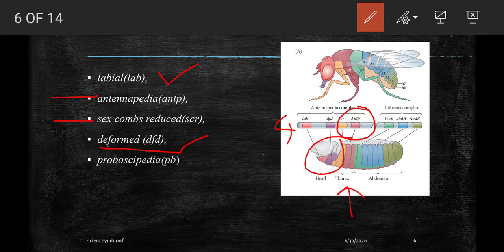And then you have another gene which is referred to as proboscipedia. You cannot see its function here because it acts only in adults and not in the larval stage. If this gene is absent, then the labial palps of the mouth are transformed into legs. Where the mouth part should be present, you can see legs instead. So this is all about the Antennapedia complex.